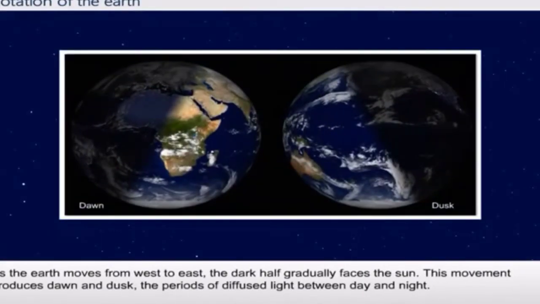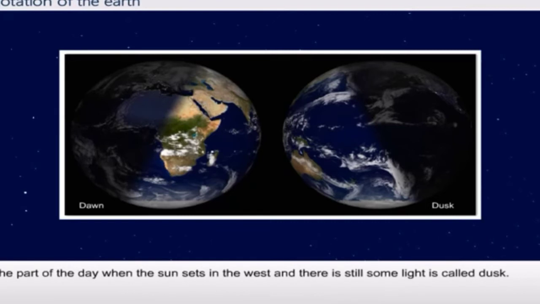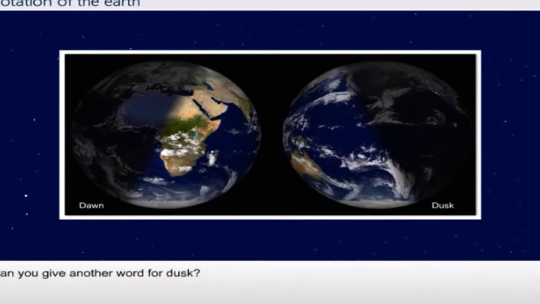Now, as the earth moves from the west to the east, the dark half gradually faces the sun. This movement produces dawn and dusk, the periods of diffused light between day and night. The part of the day just before the sun rises in the east is called dawn. The part of the day when the sun sets in the west and there is still some light is called dusk. Can you give another word for dusk? Another word for dusk is twilight.